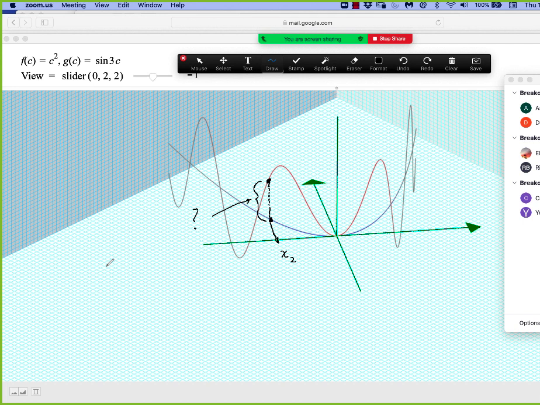G of f of x sub 2. G of f of x2. You guys agree with that? Okay, what's another way? I'll tell you right now, there are lots and lots of ways to represent this length. Can you think of some more?